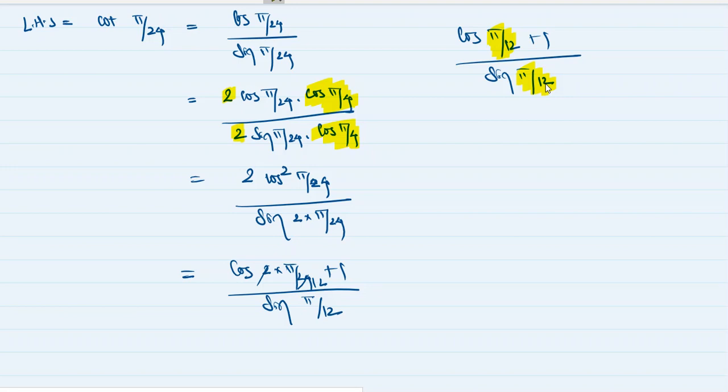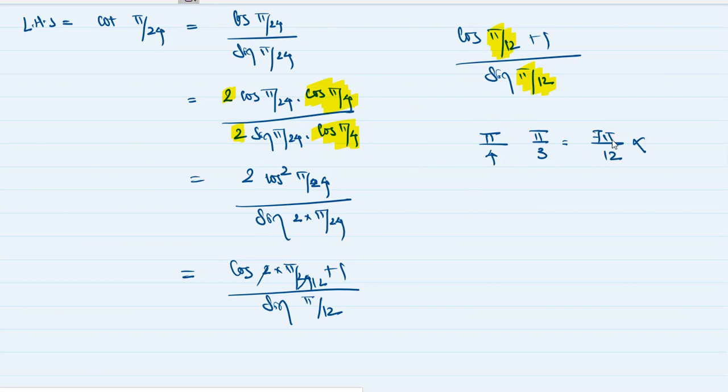So can we express pi by 12 in terms of any two of these three angles, pi by 3, pi by 6, pi by 4? Just try. What is pi by 4 plus pi by 3? I'm just doing rough work, so don't take it very seriously. So this is 7 pi by 12. This is not near to our answer. The angle which we are expecting is pi by 12. By adding these two, we are not getting pi by 12.